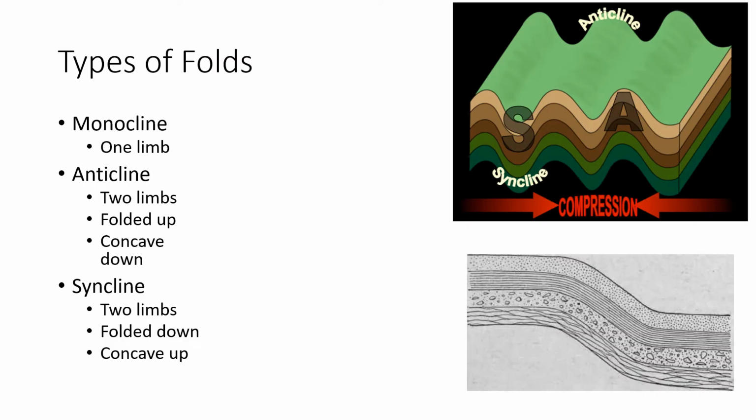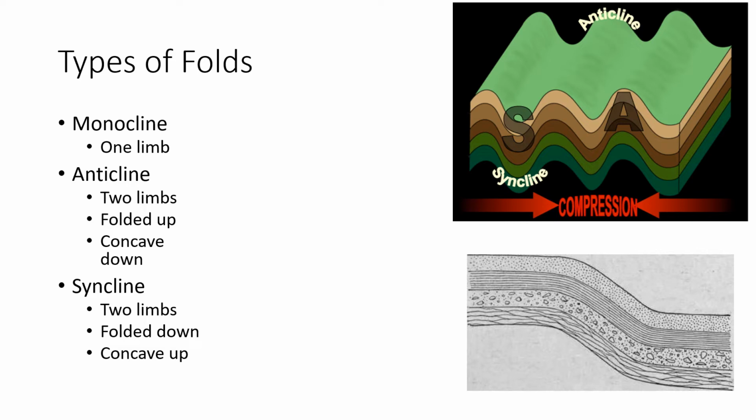So we have different kinds of folds, and we define them based on their geometry. So what shape are they? What do they look like? Well, the first one is a monocline. It has one limb. An anticline has two limbs, folds up, it's concave down. A syncline has two limbs, folded down, concave up.